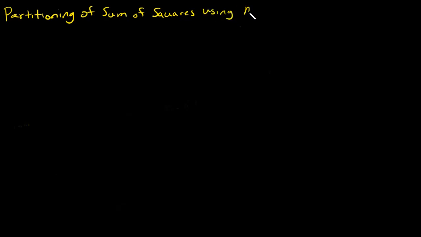Alright, in this video we're going to talk about how to partition the sum of squares using matrices. We've already shown how to partition the sum of squares for a simple linear regression model with these yi's. So we're just going to use that, but instead we're going to use matrices to represent the exact same thing.